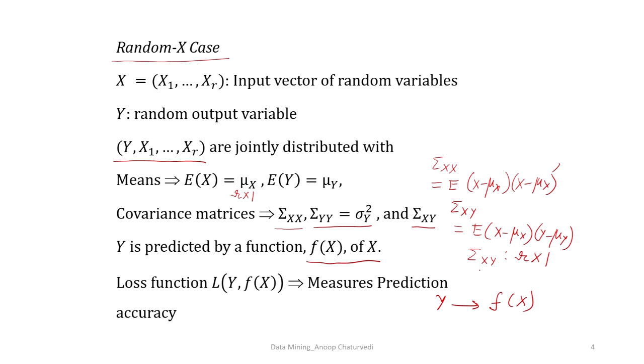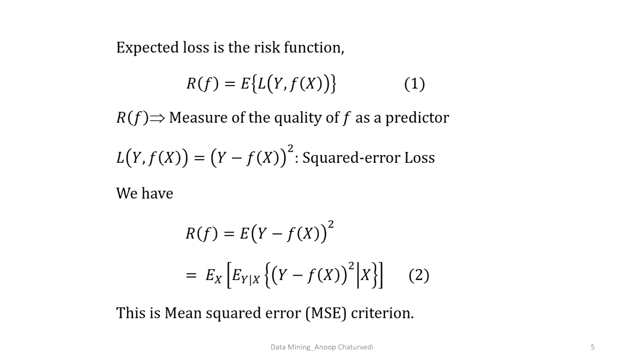The actual value of Y, and this is the predicted value of Y. So, it is a measure of prediction accuracy. And if you take expected loss, then you get the risk function. We denote it by Rf. So, Rf is the measure of quality of F as predictor.